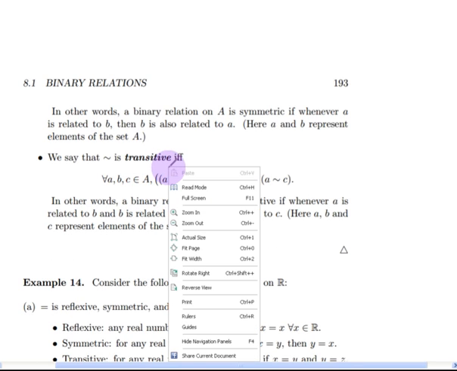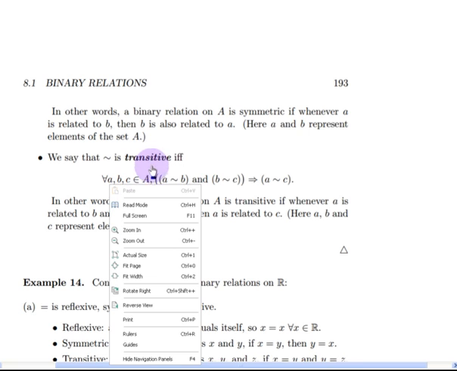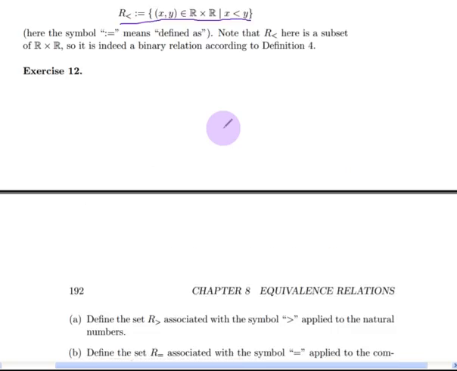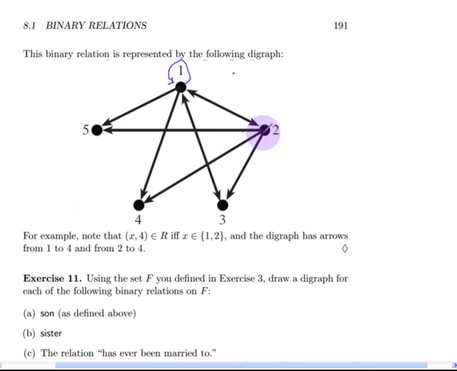All right, the last property is transitive, and we say that the relation is transitive if whenever A is related to B and B is related to C, then A is related to C. So let's see how that works for our diagram up here. Consider 2, 4, and 3. Transitive says if 2 is related to 4 and 4 is related to 3, then 2 must be related to 3. Does this disprove or prove transitivity? Actually, this doesn't say anything about transitivity because 2 is related to 4, but 4 is not related to 3.